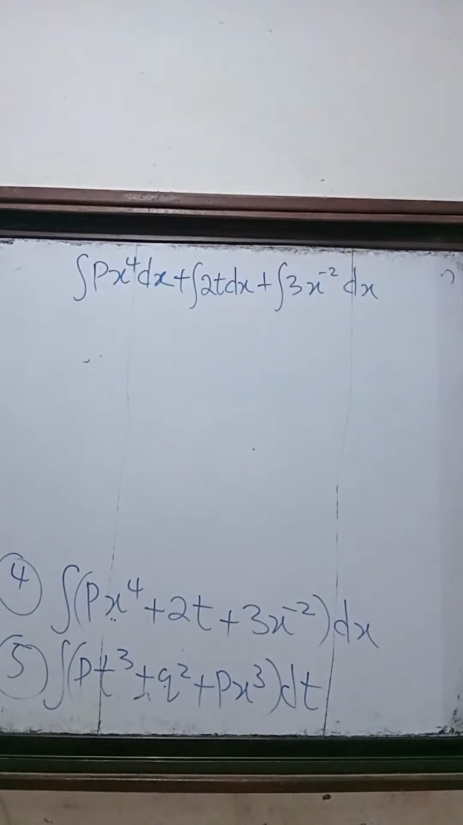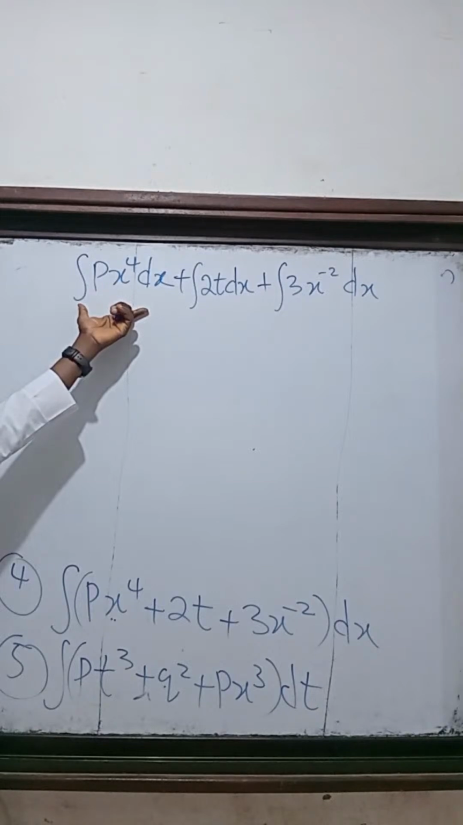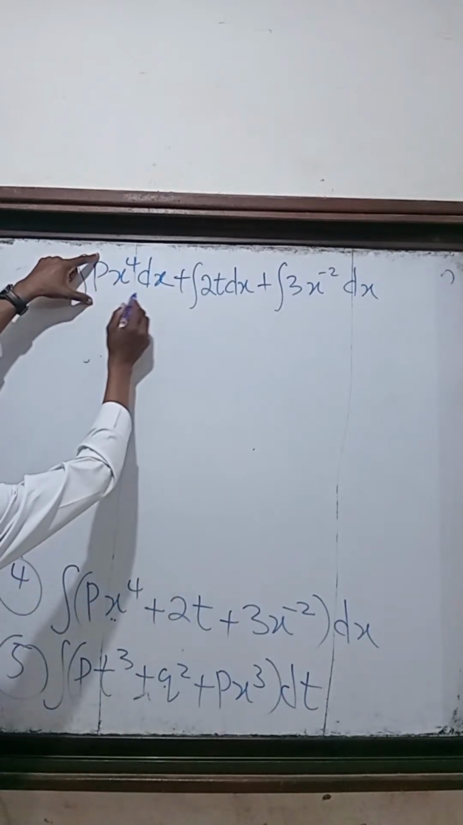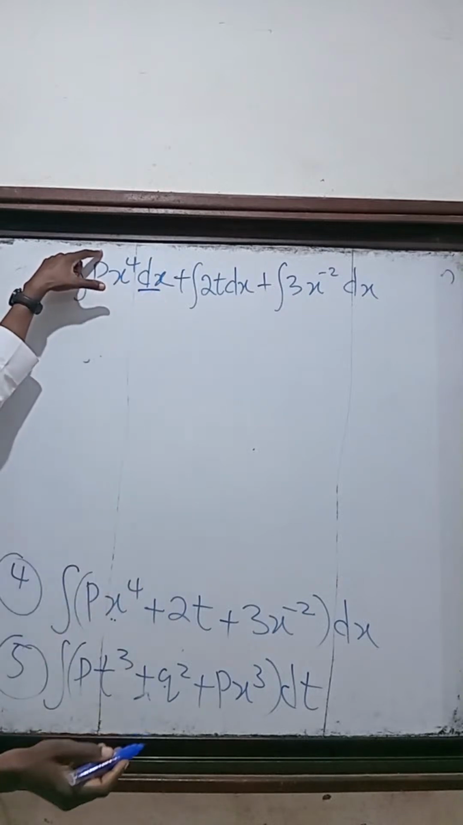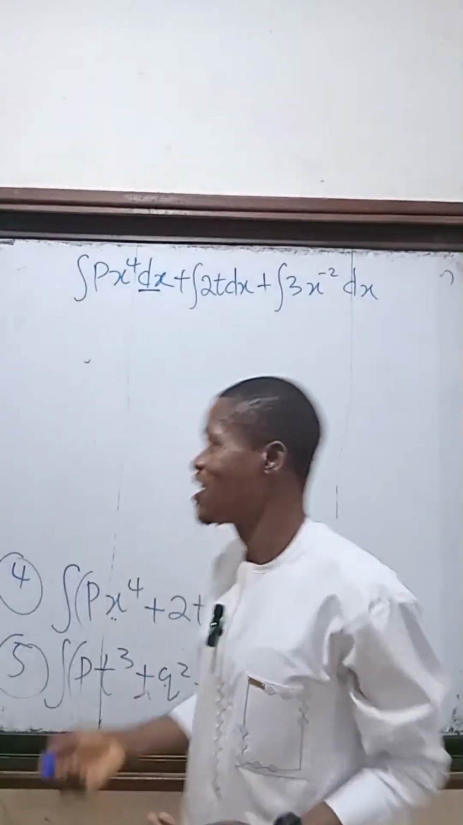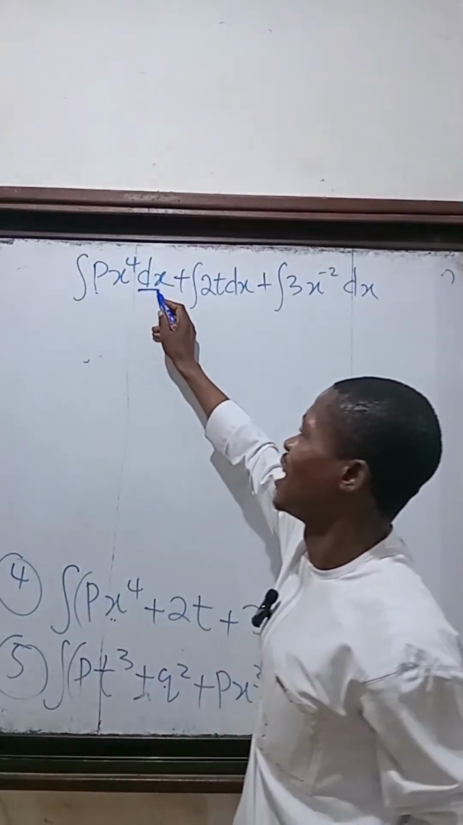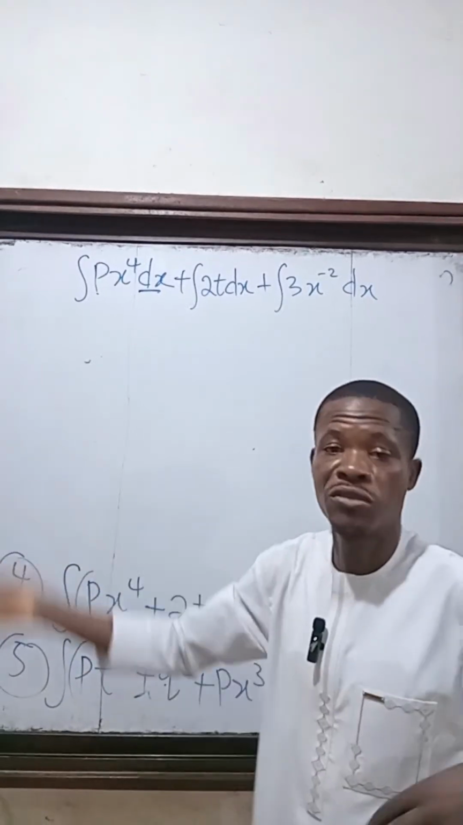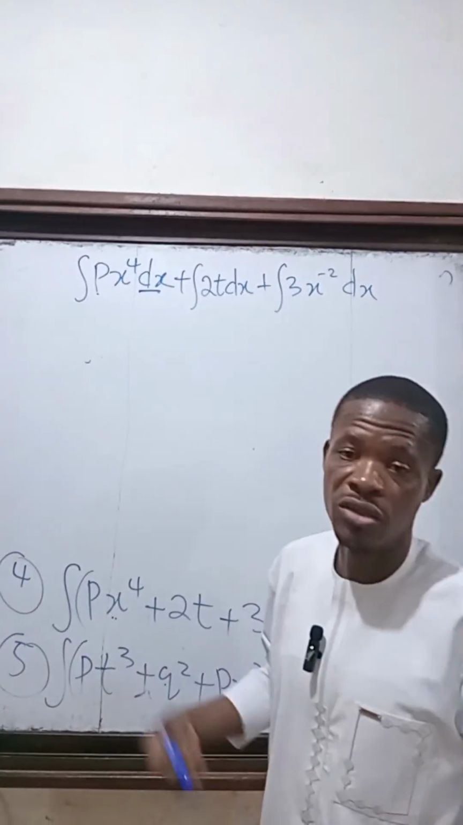So this is what we have. So this is what we're going to do. The p does not synchronize with the x. So that makes p a constant. There is no x there, so p is a constant, just like we have 4 or minus 4, minus 3 or 3.